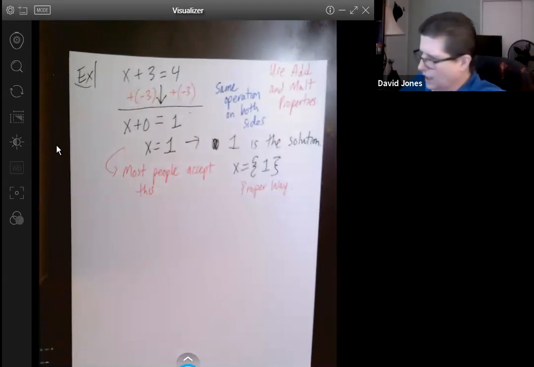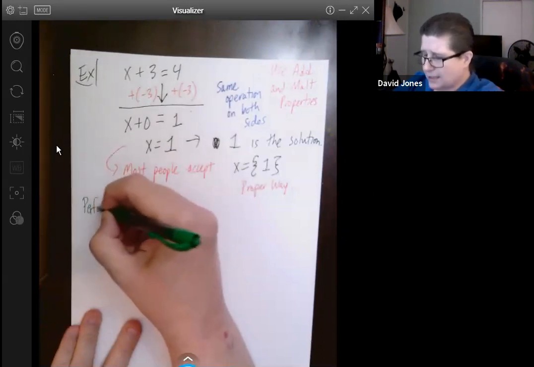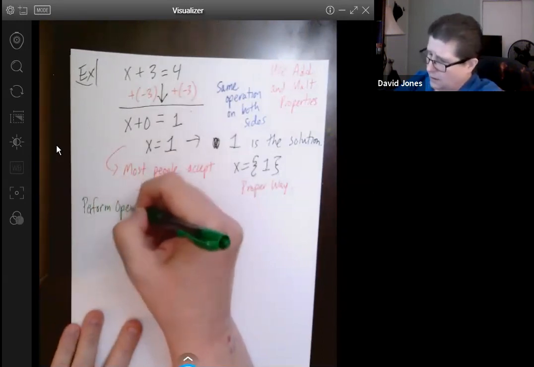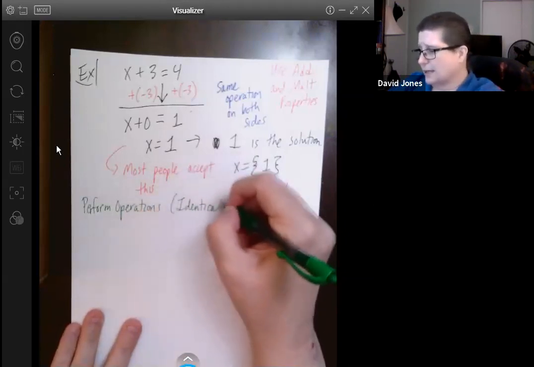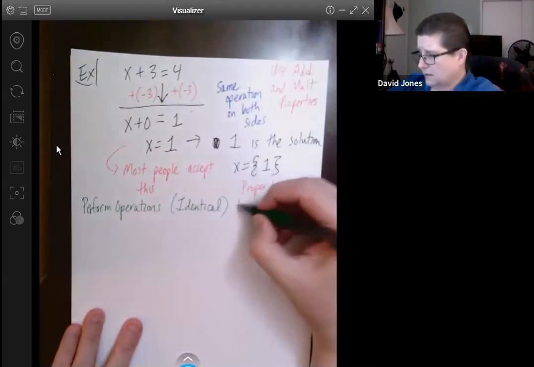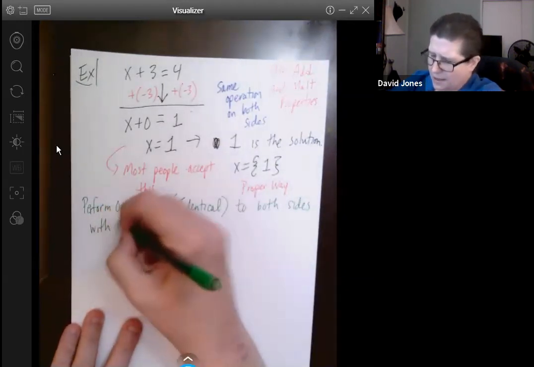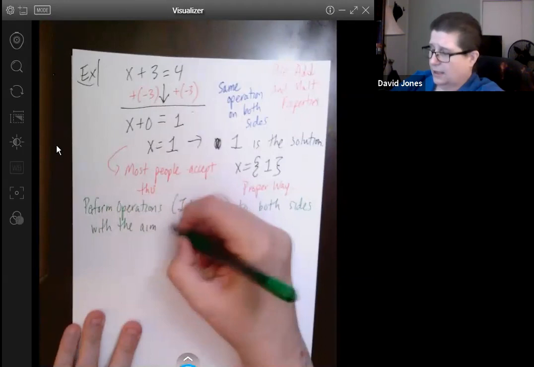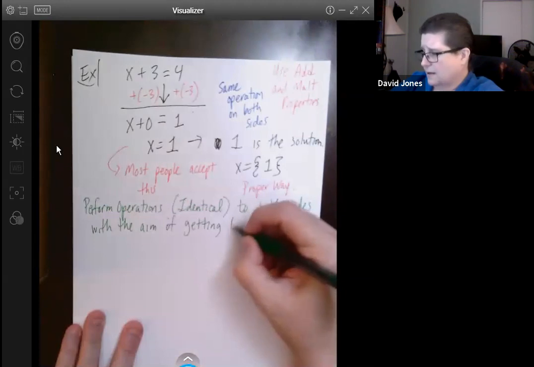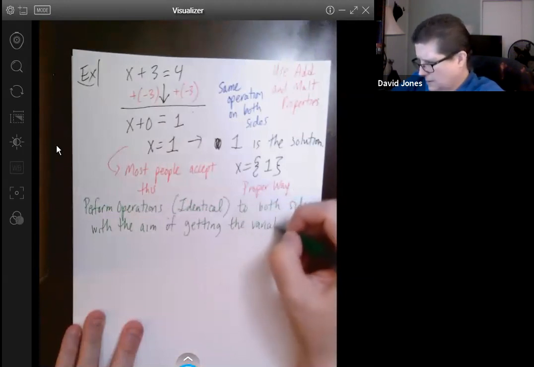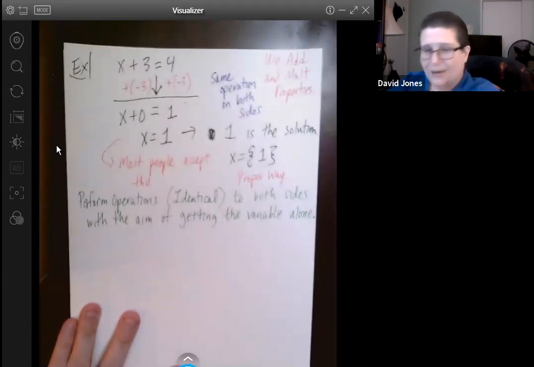So, whatever we do, perform identical operations on both sides. Do the same thing on both sides, with the aim of getting the variable alone. And that's what isolation means. If you isolate it, it's alone.